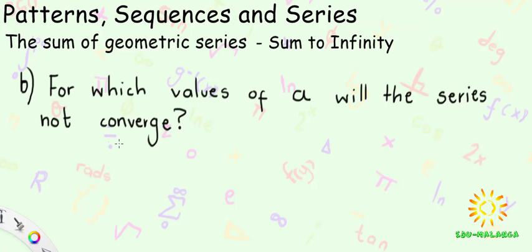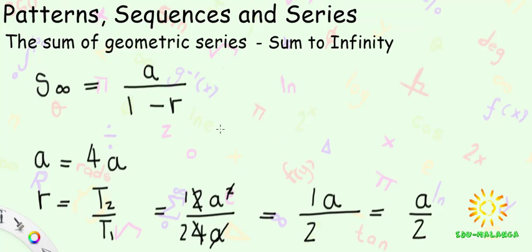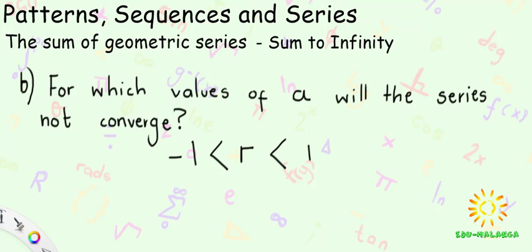In order to answer this question, let's remember under which conditions a series converges. A series will converge when you have negative 1 being less than your r, which is less than 1. So this question looks at r alone. Let's come back to what was our r. Our r is equal to a over 2. So in this question, r is equal to a over 2.